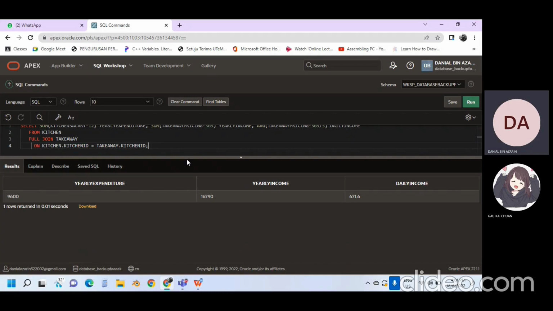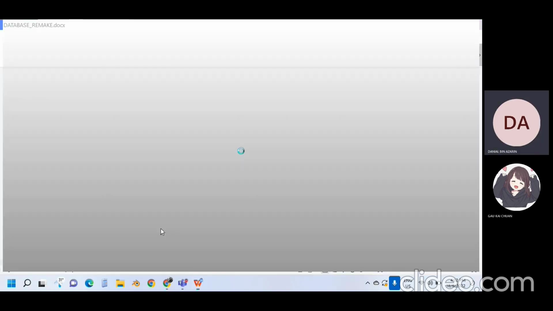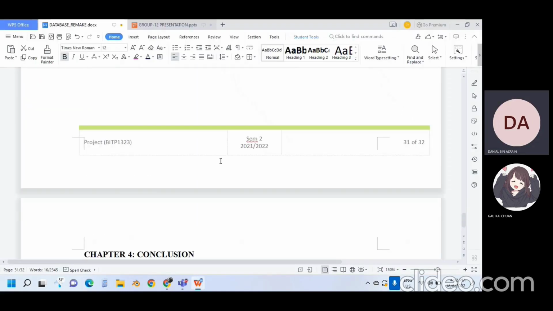the yearly expenditure for takeaway delivery cafe will be 9,600 ringgit. The yearly income of the cafe would be 16,790 ringgit, and the daily income by average would be 671 ringgit 60 cents. And so that is all our manipulation part for our group.